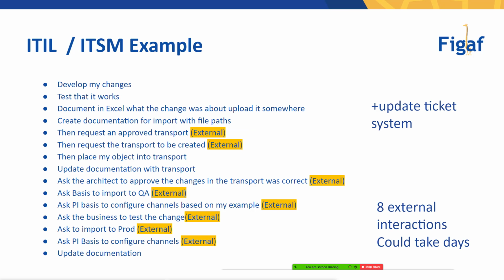I don't know how many steps are in your transport process from when you get the request. And in this example, I have not used the ticket tool and how that would all be affected. But I think there's normally a lot of these steps that are good practice, but where do they add the value?